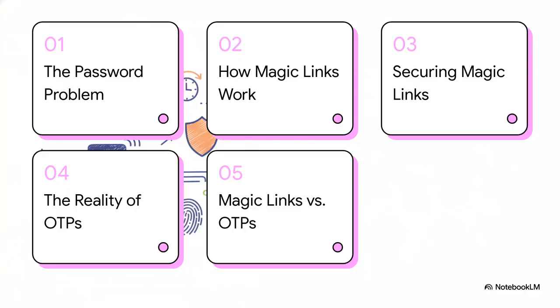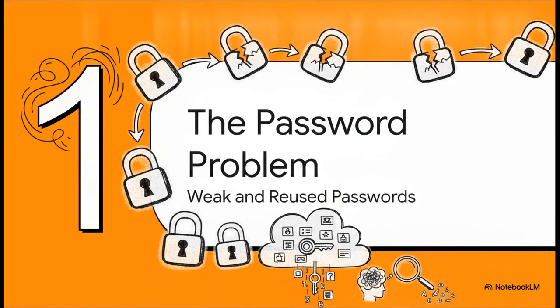Okay. Here is our roadmap for today's explainer. Section 1, the password problem. Section 2, how magic links work. Section 3, securing magic links. Section 4, the reality of OTPs. And Section 5, magic links versus OTPs. Let's start with Section 1, the password problem.